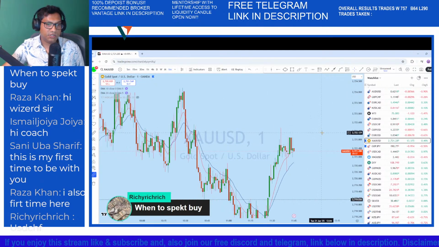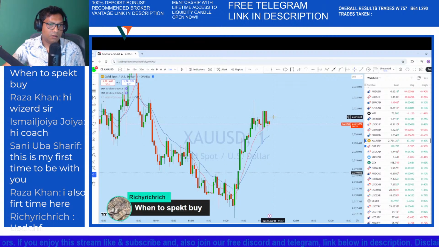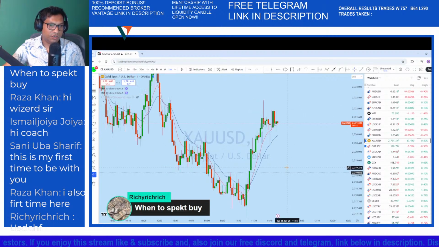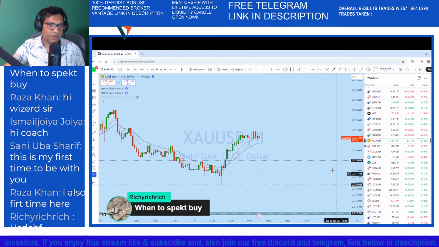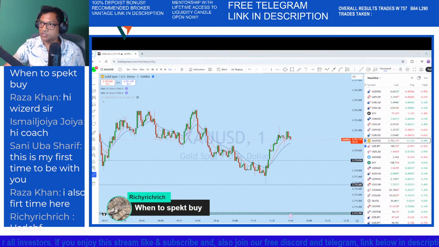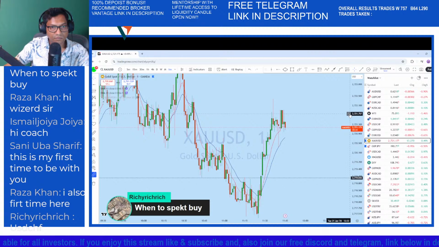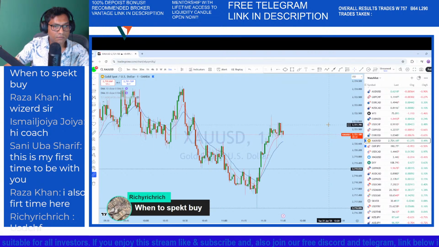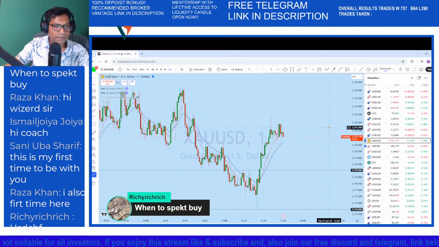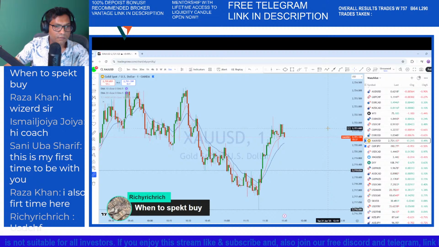Okay, so here, will you be seeing a head and shoulder here? This is the 1 minute chart. Okay, do you think this is going to be a head and shoulder here?